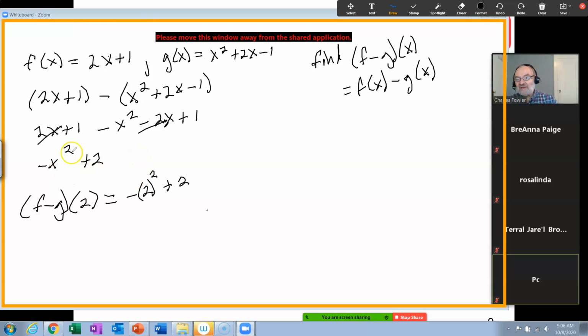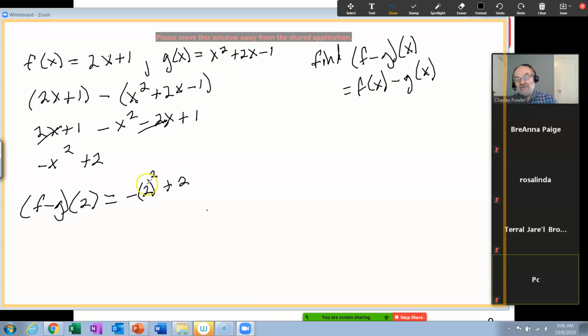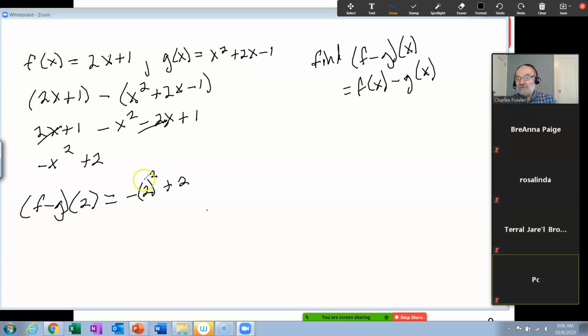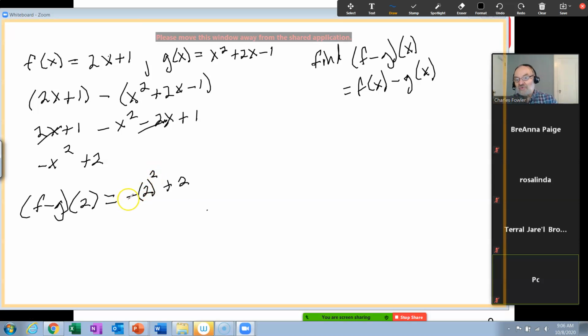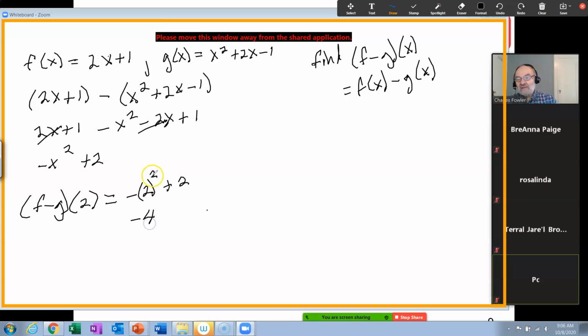What's excused? Excused is exponents. You exponentiate before my dear, which is multiply and divide. Aunt Sally is add and subtract. So you exponentiate before you negate or subtract. So this will be a minus 4. You exponentiate that first, plus 2, and that gives you a negative 2. Okay.